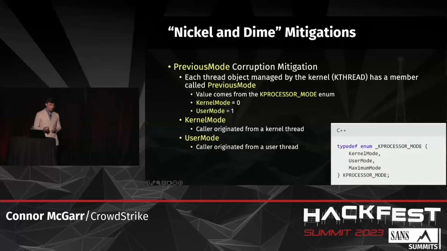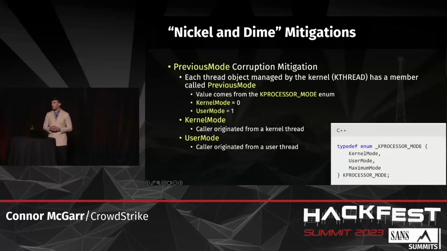This is also an insider preview. It's fairly new. And effectively, it comes back to this previous mode field in a KTHREAD object, which is effectively the kernel's representation of a thread. It's how it manages it. And previous mode can be one of two values from this enum: 0, which is kernel mode, or 1, which is user mode. This lets the OS know, when it's operating on, let's say, a syscall that's being dispatched, that this caller originates from either user mode or kernel mode.